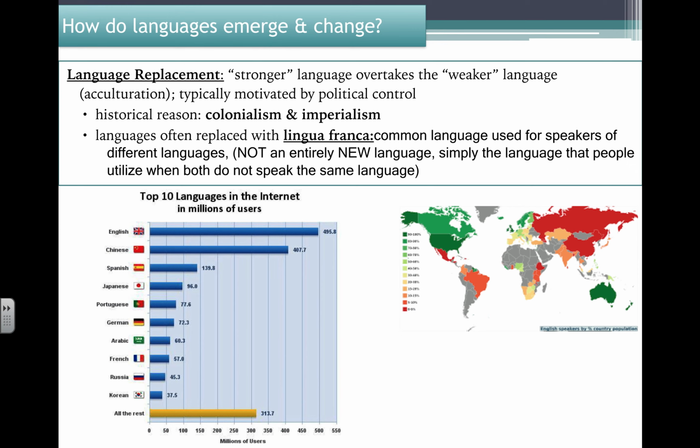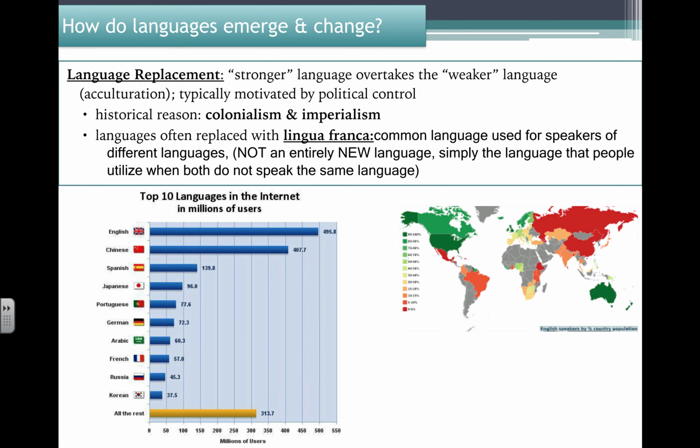And in turn, they would take their stronger language, which was typically English or French or German, and they would impose that language upon the people that they were colonizing. That would lead to language replacement. Oftentimes, those native languages, both historically and in modern day, are being replaced with lingua francas. Lingua francas are common languages that are used by speakers of different languages.